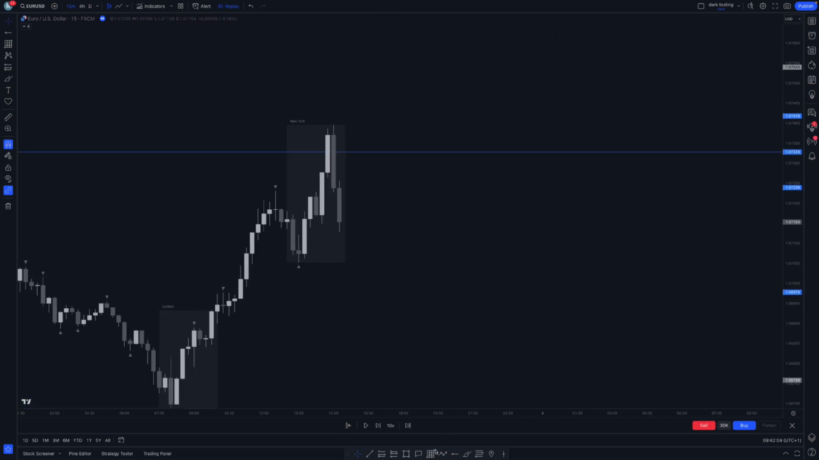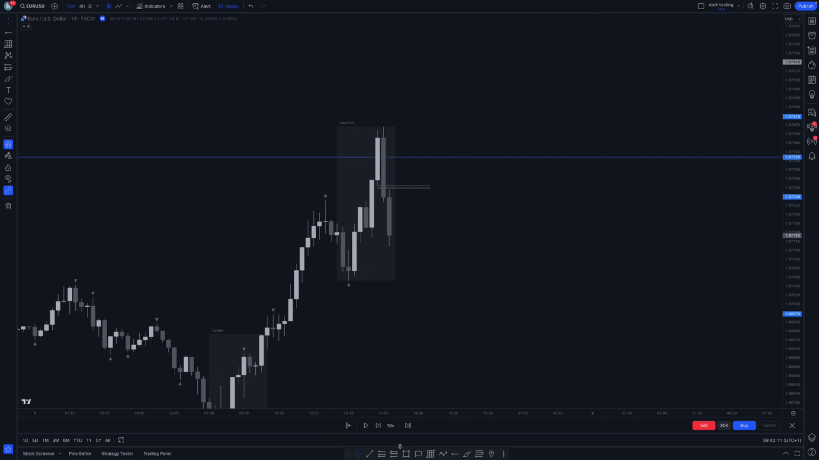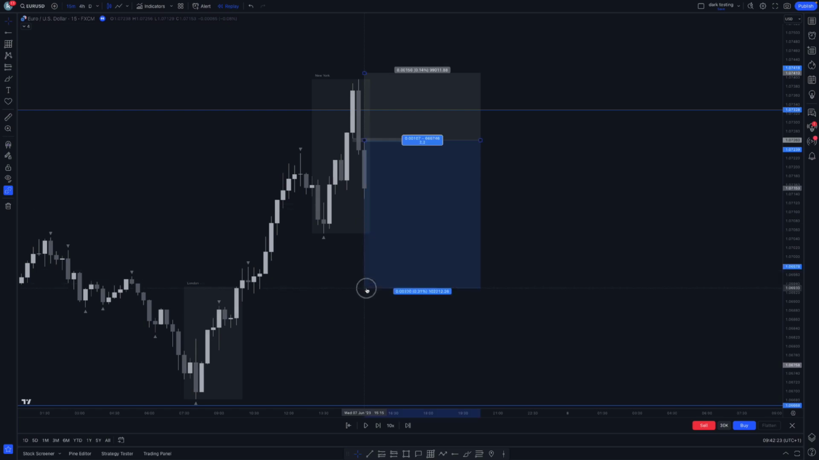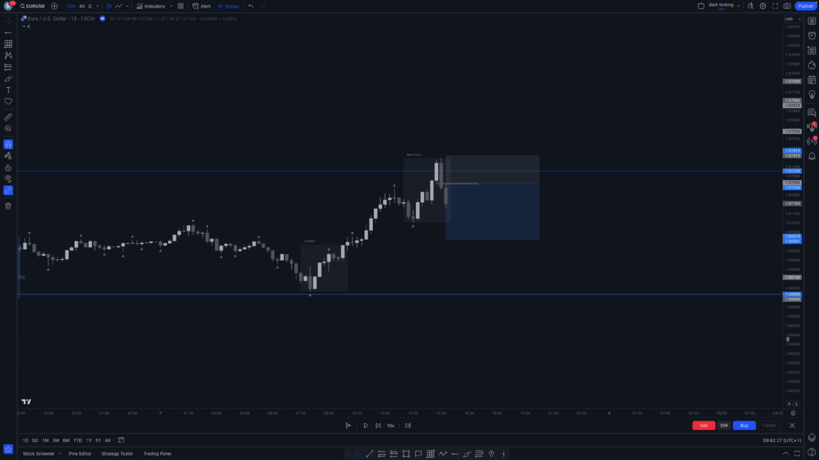If we just zoom in and have a look, between this low and this high, a very, very subtle fair value gap. I would actually be happy to take that. Like I said, any fair value gap on the 15 minute for me is sufficient. 13.6, so we'll do a 15 pip stop loss and target a 1 to 2 risk to reward. And let's see what happens.